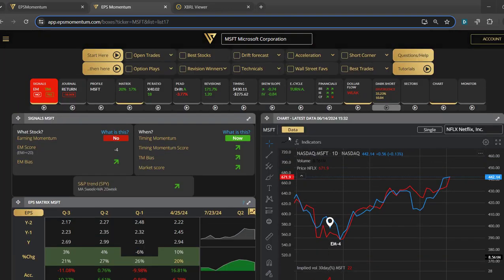So again, very powerful chart here, and you can do very flexible, very powerful. You can also do full screen, but I think it will be very useful for you to analyze all the stocks that we have on the system.